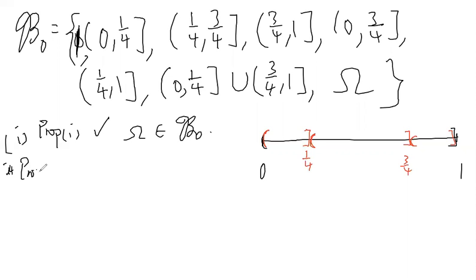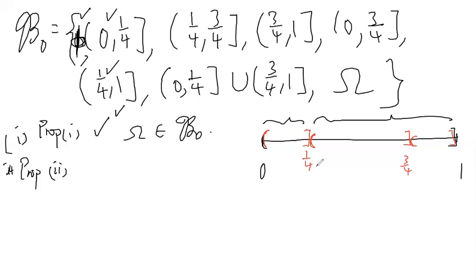Let's check property 2. Property 2 means its complement must also stay inside. So let's check. The complement of the empty set is Omega. The complement of 0 to 1/4 will be 1/4 to 1. So you have this one, its complement will be this one. This is including 1/4, but this is not including. So this is definitely the complement. Found already.